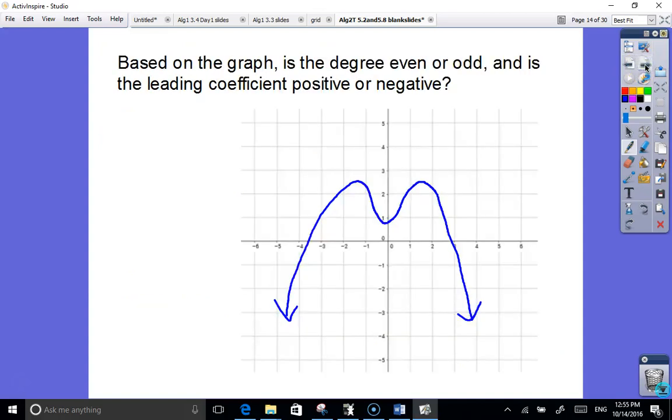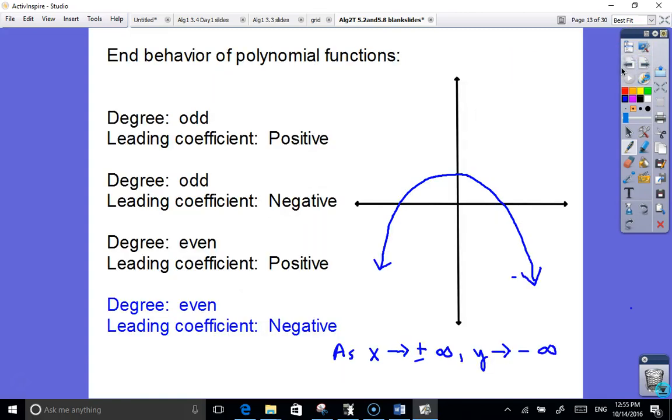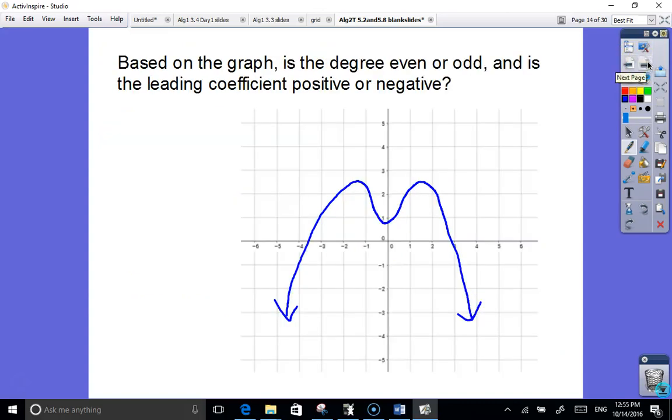So based on that graph right there, do you think the degree is odd or even? If it starts and finishes in the same direction, which is it? It's like that one, right? It's finishing on both sides. It's going down to negative infinity. Therefore, it is even. So you would have to say this is even. And would you say that the leading coefficient is positive or negative? It's opening down, so it has to be negative.